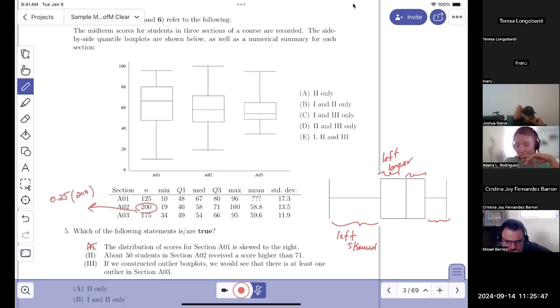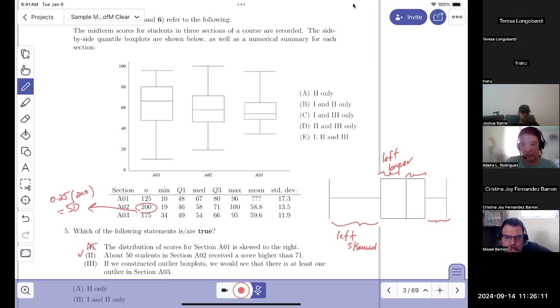It's 25% times 200. When you say "of," 25% of is 25% times, which is 50. So that looks good. How many people got that one? All right, so this looks good.